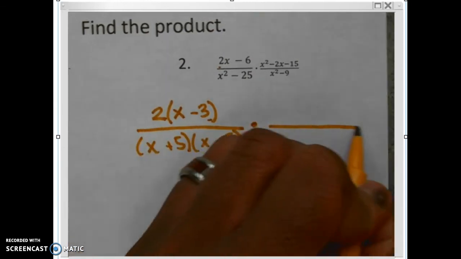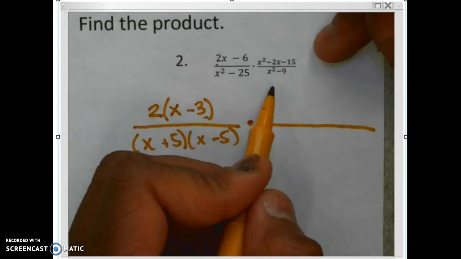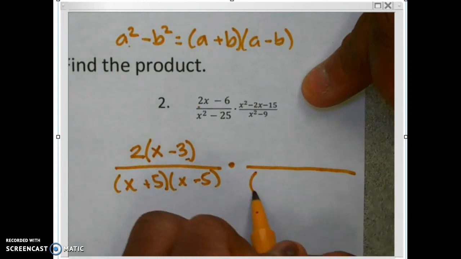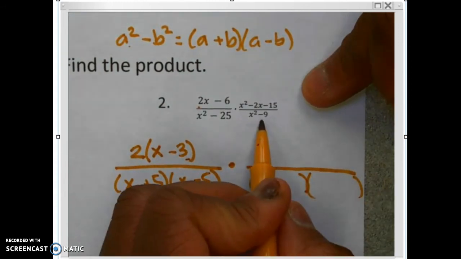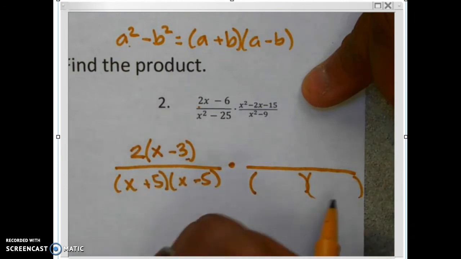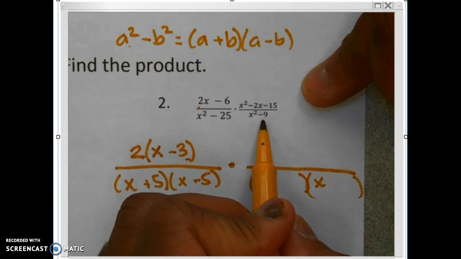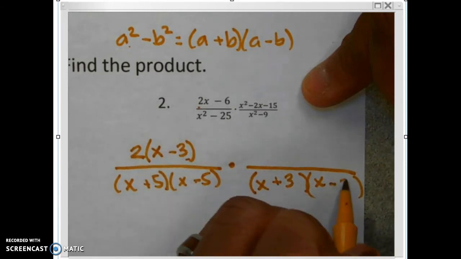While I'm in a wonderful place here, this is also a special pattern. It's a difference of 2 squares as well. Sorry, that was the rule I was referring to. My bad. This will be 2 terms, 2 perfect squares, 2 sets of parentheses, x and x. 9 is a perfect square. It's 3 and 3.